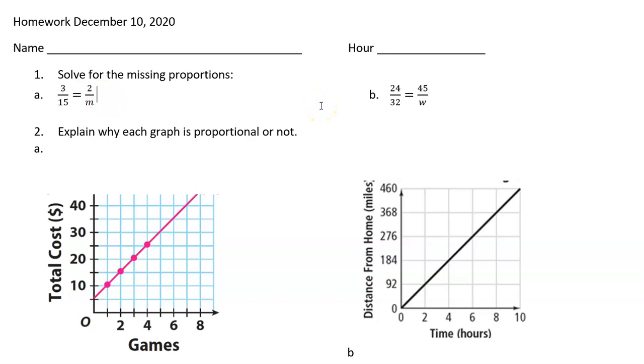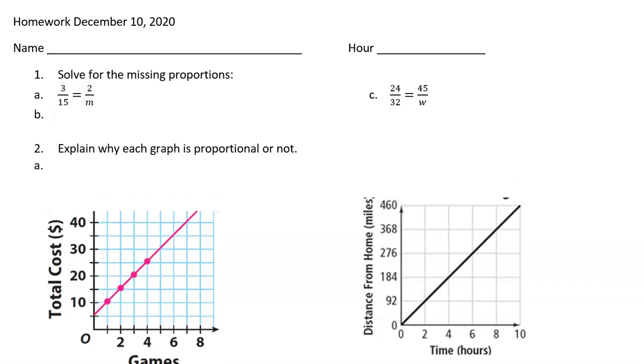Okay, question 1 says solve for the missing proportions. 3 over 15 equals 2 over m. So one way to do this is the butterfly method. To do the butterfly method, you take the two numbers that are diagonal from each other, 2 and 15, and you times them.